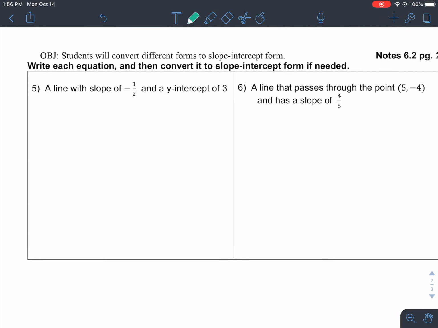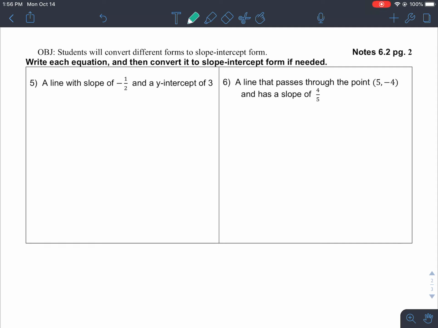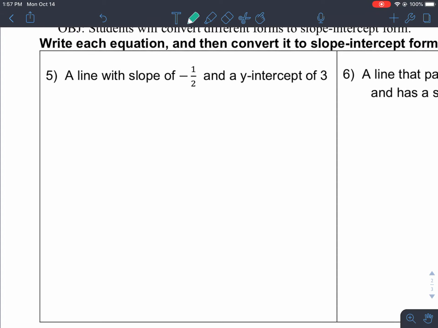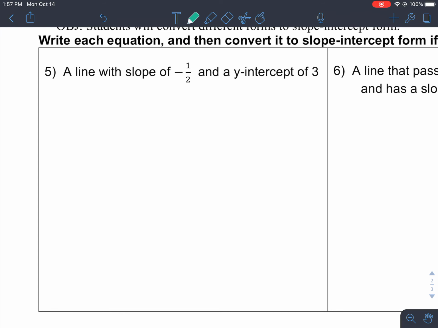Okay, now the last 2 questions are a little different than what we started with. It says write each equation and then convert it to slope-intercept form if needed. So it gives us different things, and then from what it gives us, that's how we're going to determine how we solve. So number 5 says a line with a slope of -1/2 and a y-intercept of 3.